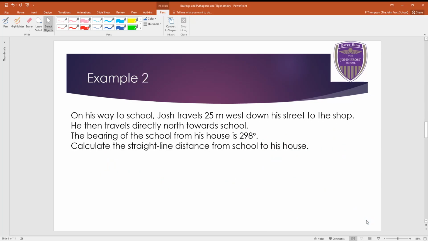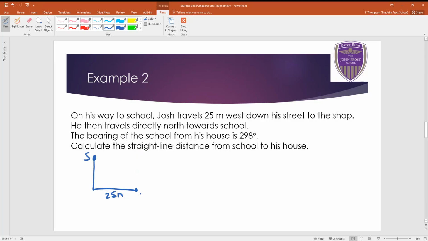Example 2 then, again, pause it, write down what's important, draw a picture, and come back when you're ready. Okay, welcome back then. So on his way to school, he goes 25 meters west, which on a map is this way, right? 25 meters. He then travels on, I think I'll need more space there, 25 meters west. Okay. And then he travels directly north towards school. So let's say the school is here. Let me call it S for school.